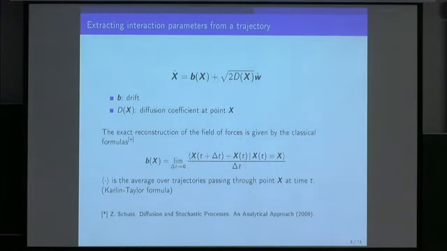So one way to classically extract interactions from a stochastic trajectory is by inverting the Langevin equation. If we just have a simple Brownian particle moving under this drift, we can have access to the drift at position x if we calculate the average over all realizations of the size of a step, in the limit of dt goes to 0. This is just the Kramers-Moyal formula. And what we wanted to do was to generalize it for the case of a polymer.